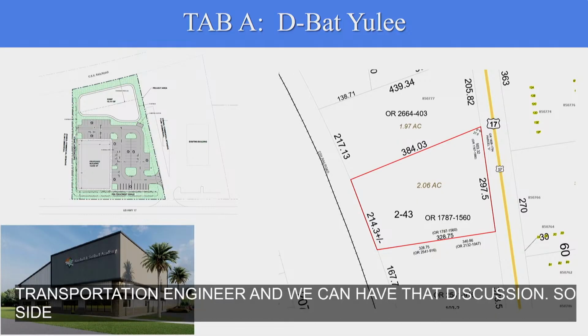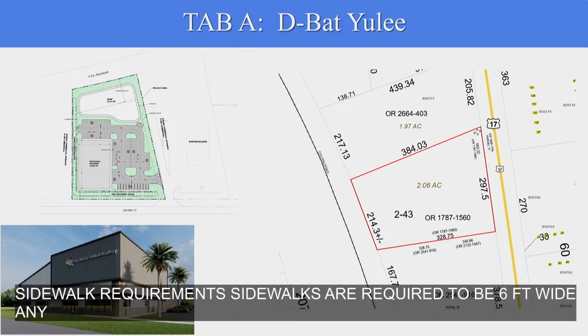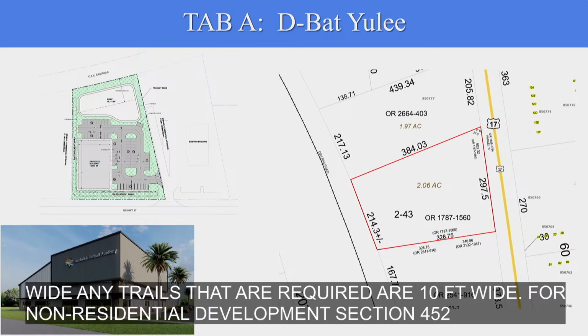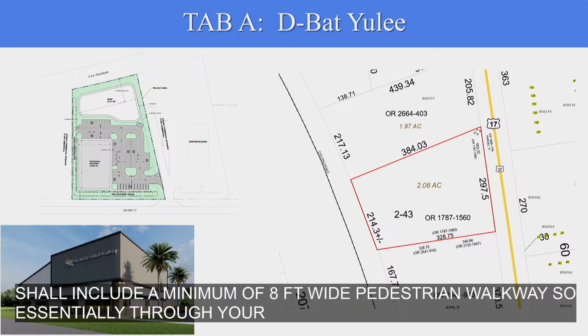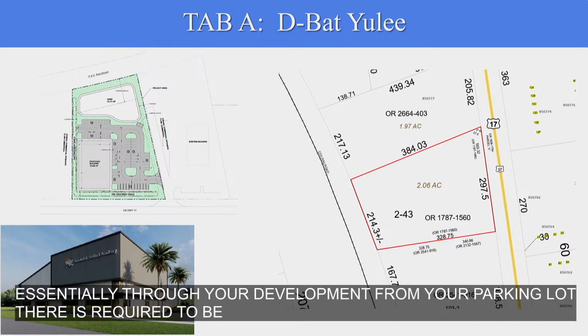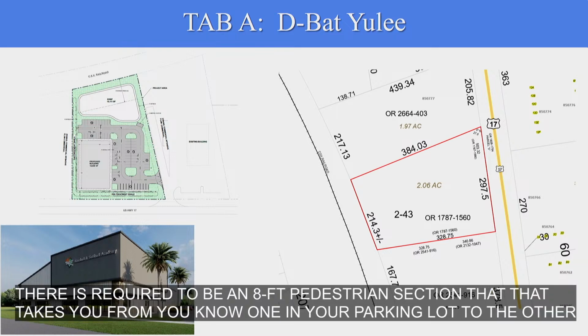So sidewalk requirements, sidewalks are required to be 6 foot wide. Any trails that are required are 10 foot wide. For non-residential development, section 452, parking areas shall include a minimum of an 8 foot wide pedestrian walkway. So essentially through your development from your parking lot, there is required to be an 8 foot pedestrian section that takes you from one end of your parking lot to the other, as part of that.